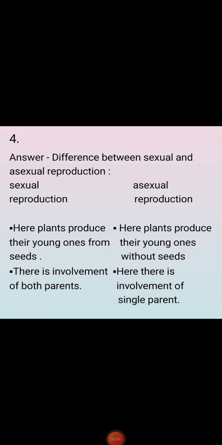So our next question is: state the main difference between asexual and sexual reproduction. So the answer is: in sexual reproduction, plants produce their young ones from seeds. In asexual reproduction, plants produce their young ones without seeds. In sexual reproduction, there is involvement of both parents. In asexual reproduction, there is involvement of a single parent.